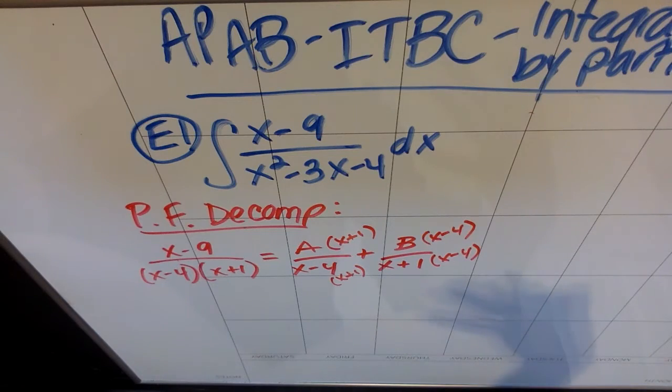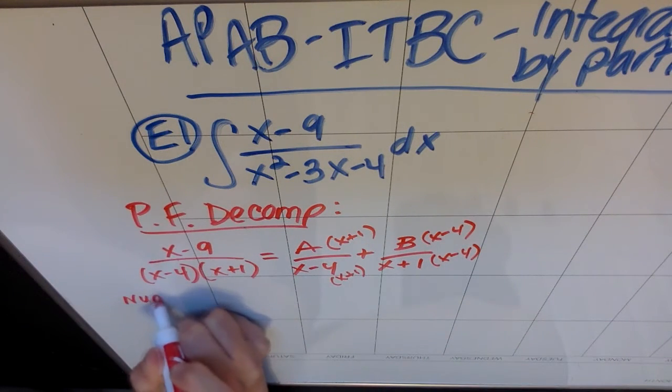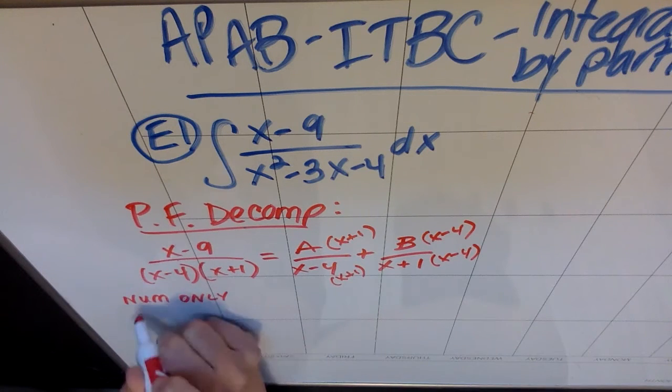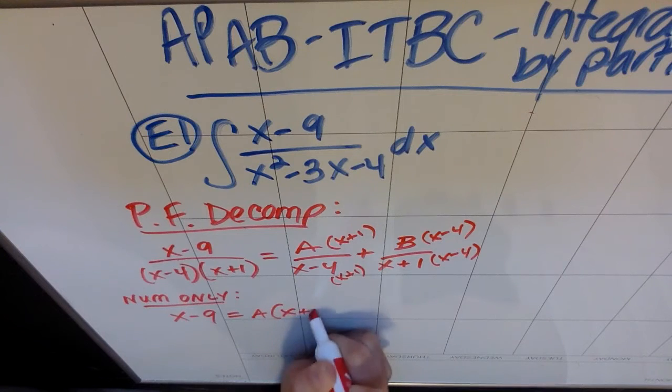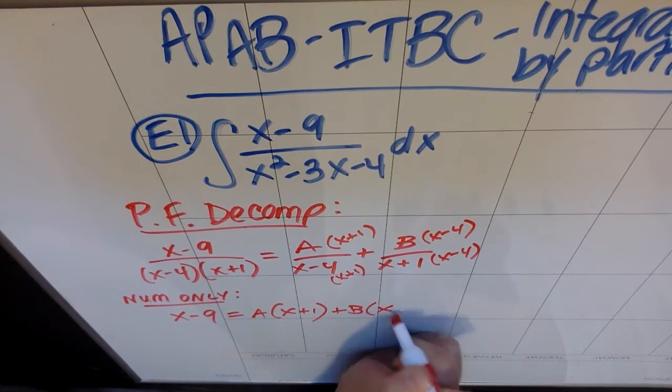The other way to think about that logically is it's like you're taking this entire giant equation and multiplying by the quantity x minus 4 times x plus 1, and all the denominators cancel. I don't care how you get there, but what matters is that we get that the numerators only are x minus 9 equals A times the x plus 1 plus B times the x minus 4.